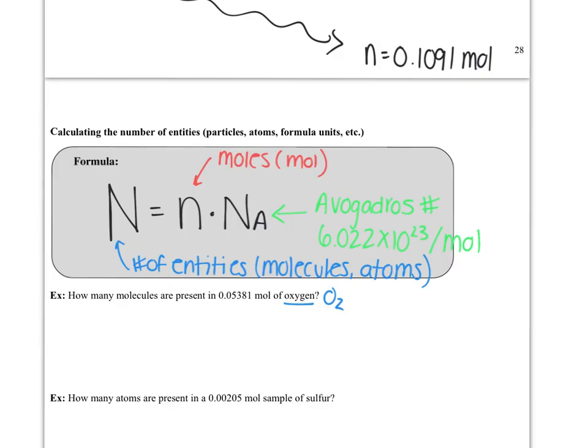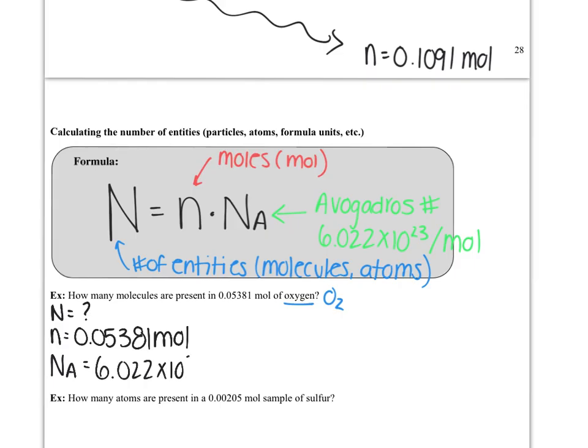All right, so let's use that. How many molecules, so counting the actual molecules of O2, are present in 0.05381 moles of oxygen? So we're being asked to find big N, okay? How many molecules or atoms or whatever it is that we're counting. We were given little n, the number of moles, and we have Avogadro's number. It is a constant. It is always known. I don't have to calculate it, I just look it up, per mole. So let's sub in here then.